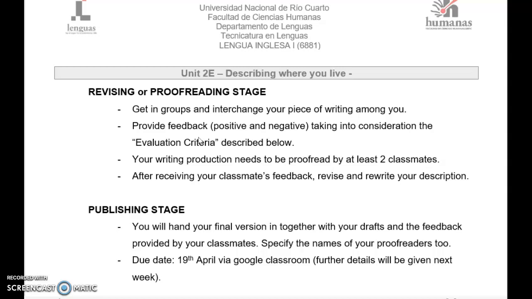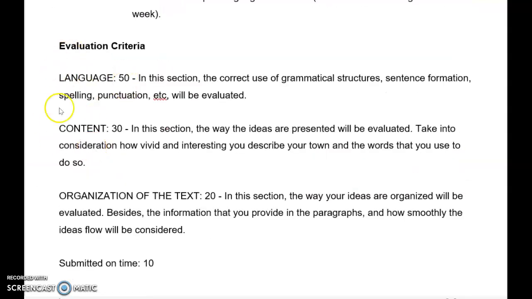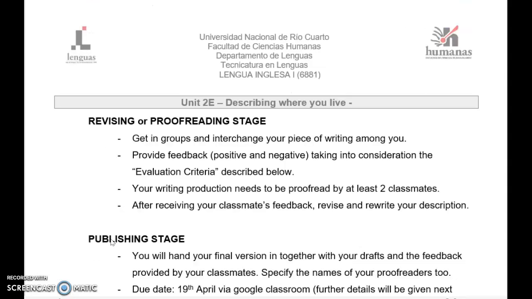So, I really enjoyed your introduction. I loved the way you described your hometown, right? Try to do that as a first step, and then you provide the corrective or negative feedback, taking into consideration the evaluation criteria described below. Here we have criteria in which we are going to evaluate your language, the content you include, and the organization of the text, right? So pay attention to that.